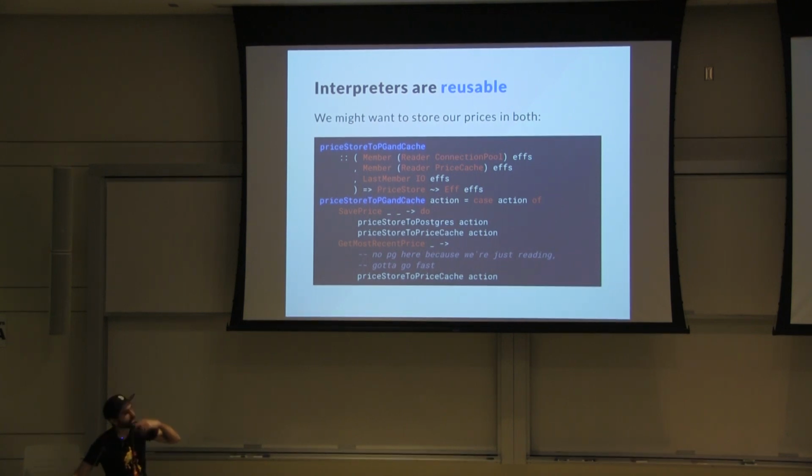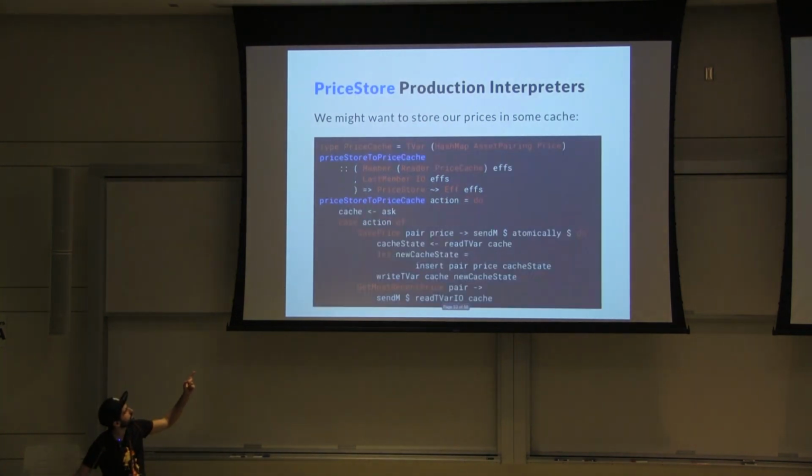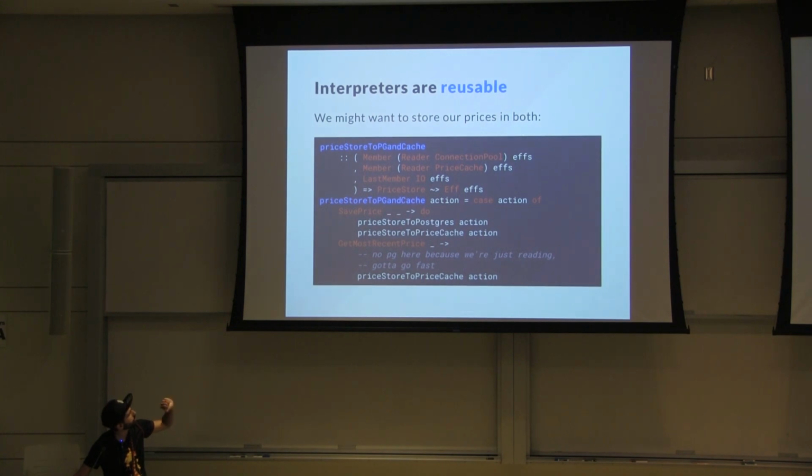So rather than write a new interpreter entirely, I can actually reuse these two in here. So you'll notice price store to Postgres on the action, and then price store to price cache on the action for save, because we want to save it to both locations. But because we want to go pretty fast, and there's no need to fetch it out of the database if it's in our cache, we'll just grab it from our cache. Now on startup, you might want to populate your cache with the most recent one from persistence. But that's more of an engineering decision.